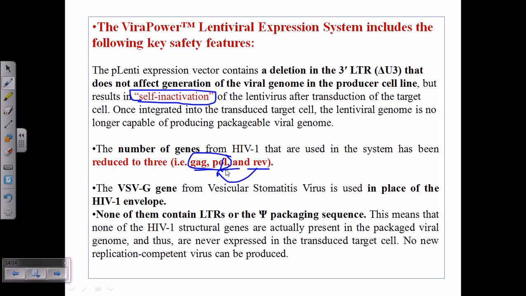And the VSV gene is provided, which is from the vesicular stomatitis virus, but the promoter before this VSV gene is provided from the RSV virus, which is a constitutive promoter, so that there is less accumulation of ENV protein at a time inside the cell. Okay, and none of these plasmids contains a packaging signal or psi. That means none of the HIV-1 structural genes are actually present in the packaged viral genome, and thus are never expressed in the transduced target cells. So no new replication-competent viruses are produced. What is produced is simply the desired virus, which has all of these three different types of plasmids.